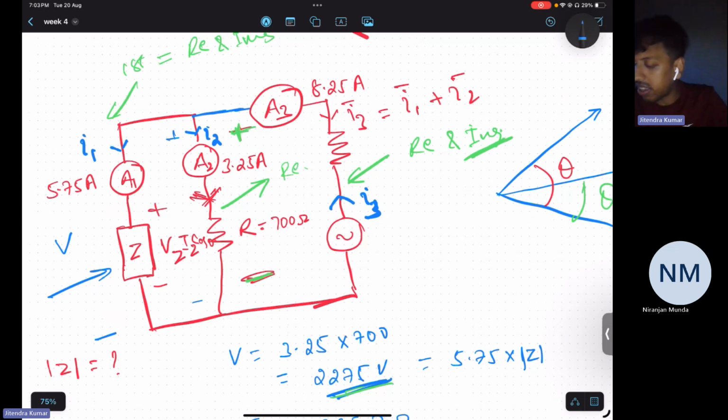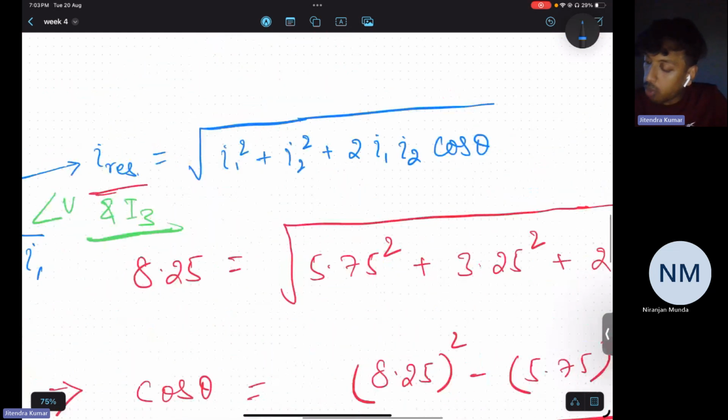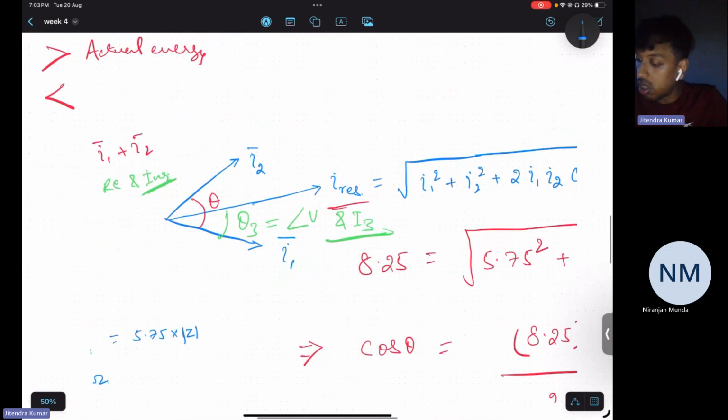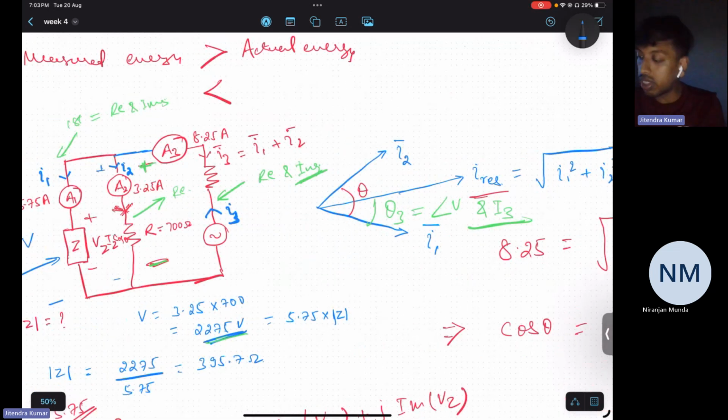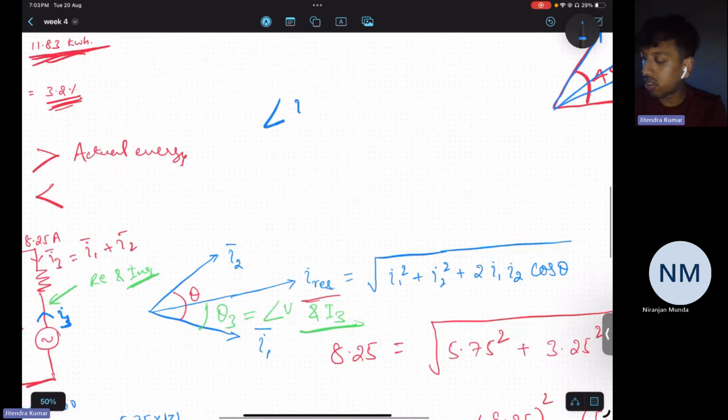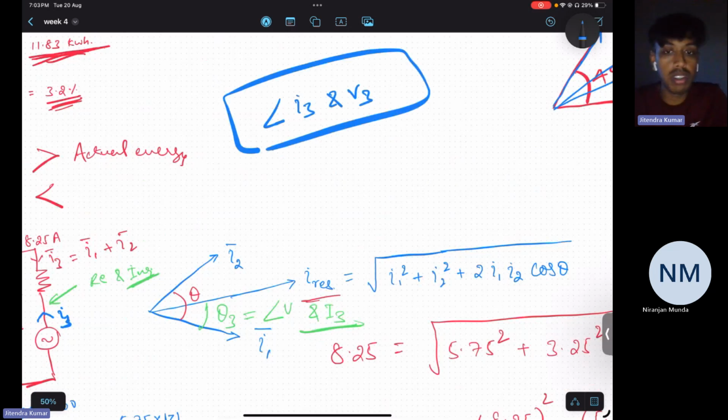Now the circuit direction we know. Right, so I3 must be higher than I2 and I1. So it is possible to find out. After this session, you just try to find out the angle between I3 and V3. Because such type of problems could be asked in exam, it is important that you are very well versed with such kind of problems.